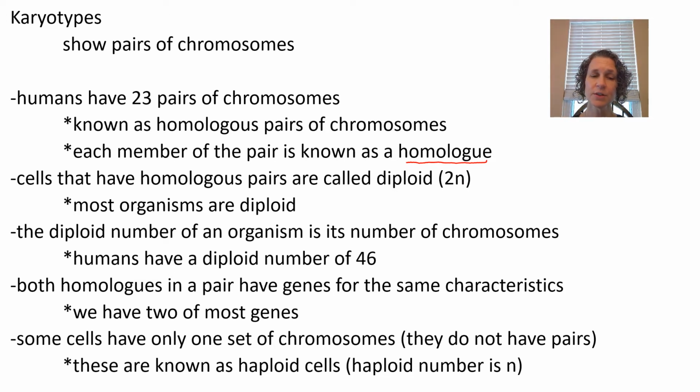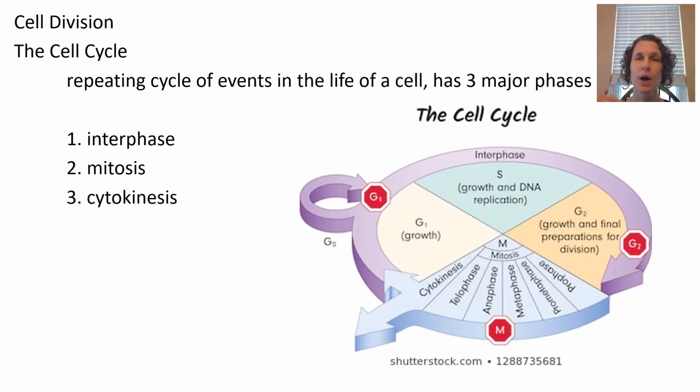Now, some cells do only have one set of chromosomes. They don't come in pairs. These are known as haploids. In humans, the only haploid cells are sperm or sex cells because you are giving up half of your chromosomes to your offspring. Okay, so now this whole cell division thing.